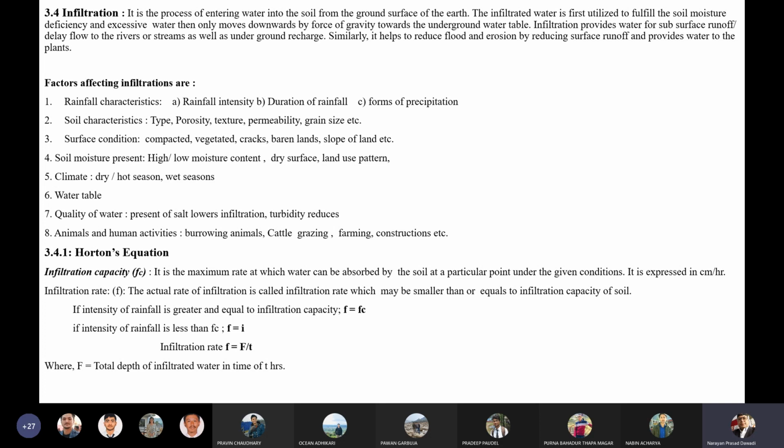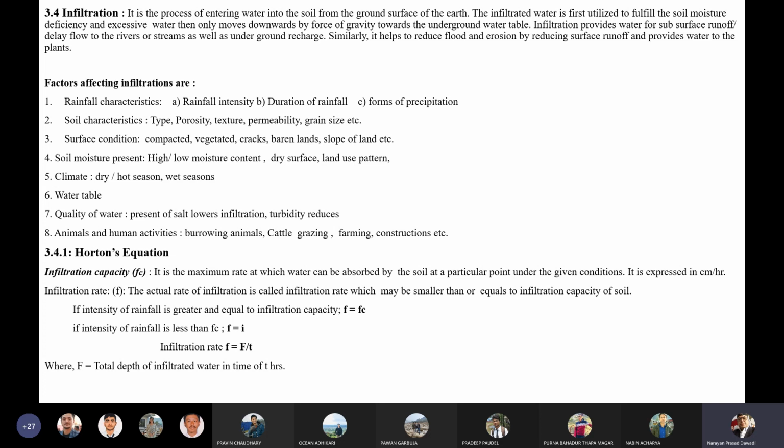The actual rate of infiltration is called the infiltration rate, which may be smaller than or equal to the infiltration capacity of the soil. If the soil is fully dry, the infiltration capacity and the infiltration rate are the same. When the soil is not fully dry, or it has some moisture content, the absorption rate or infiltration rate of the soil is less than the infiltration capacity of the soil.